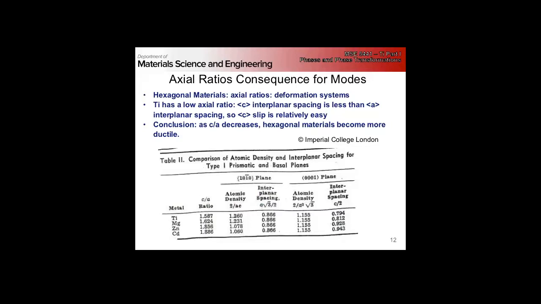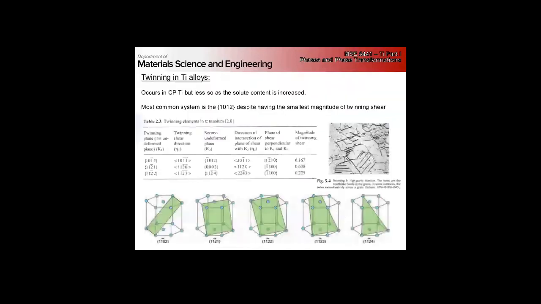As we decrease the C over A ratio, the interplanar spacing along our C axis is less, so we are going to favor C slip, pyramidal slip, over twinning a little bit more in titanium, right? So we do twin, but we twin less than magnesium, and we have easy prismatic slip, right? So that's the takeaway from all that analysis, right? And we're going to have a very strong temperature dependence on ease of slip. Okay.